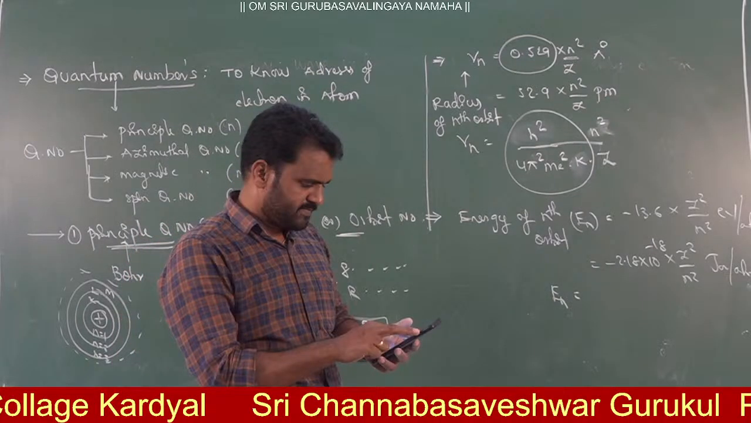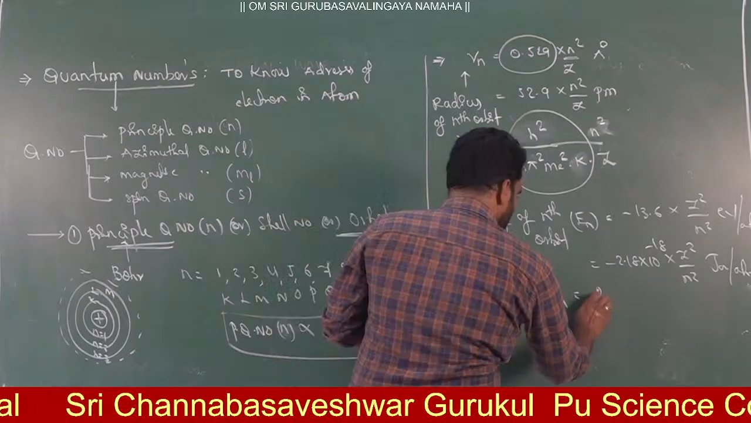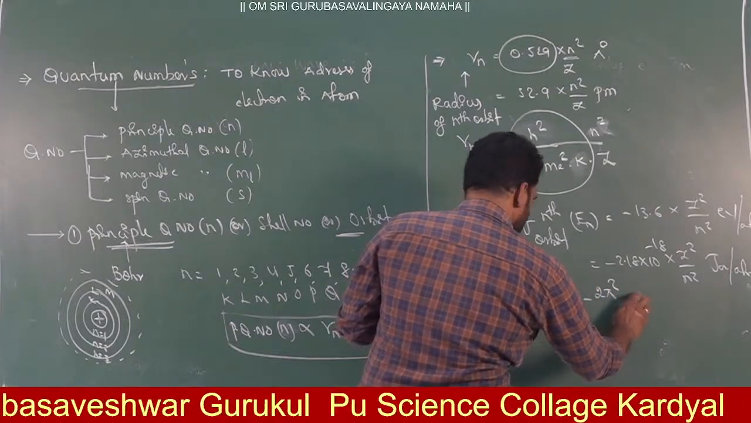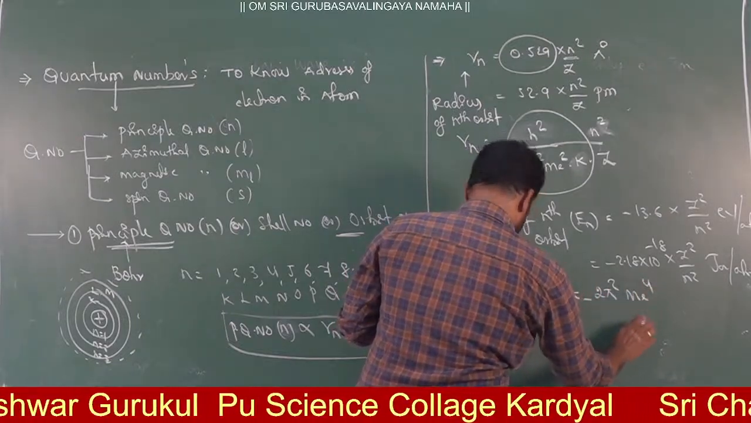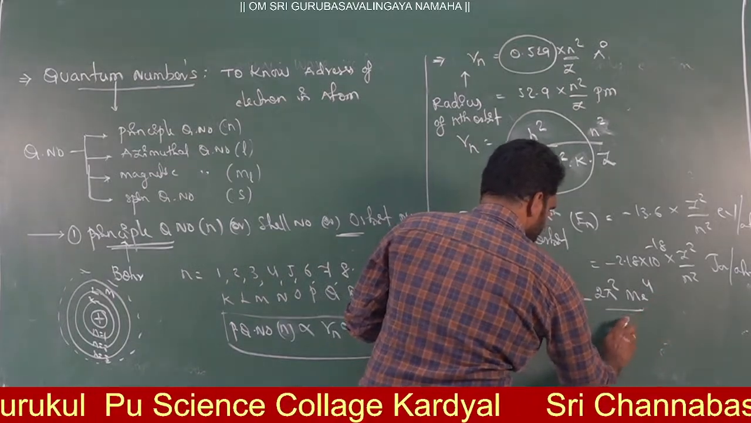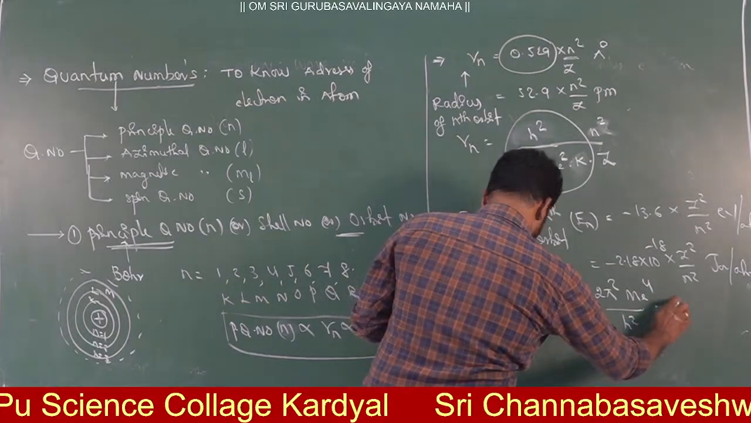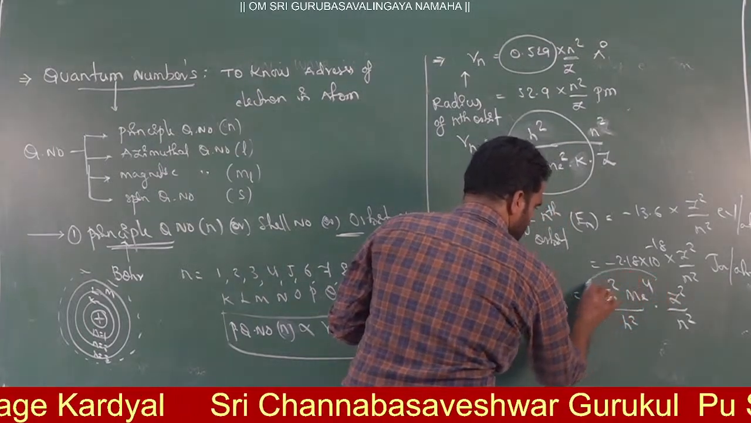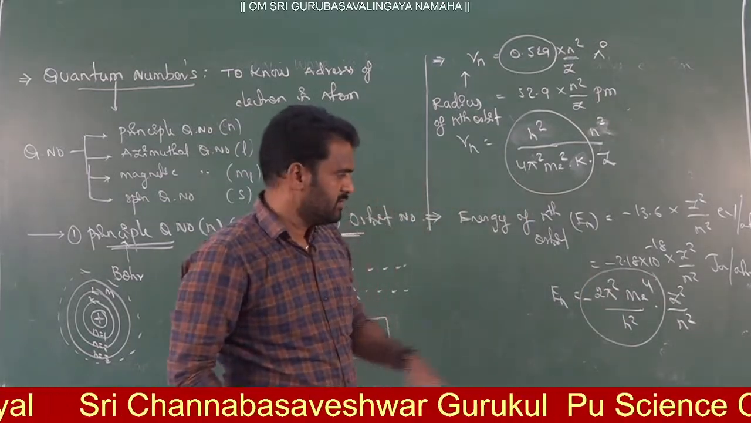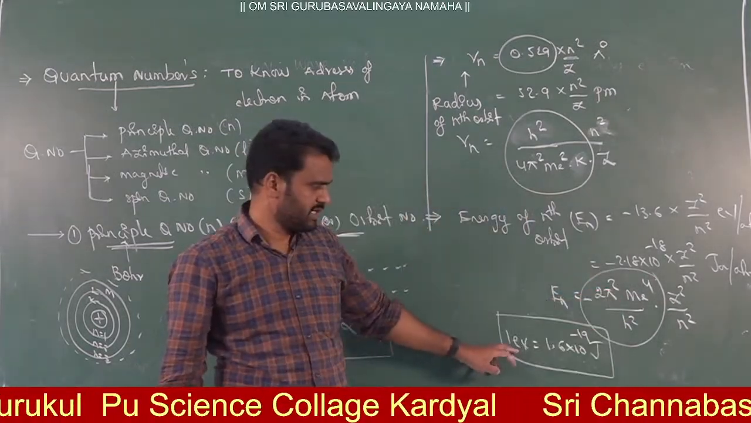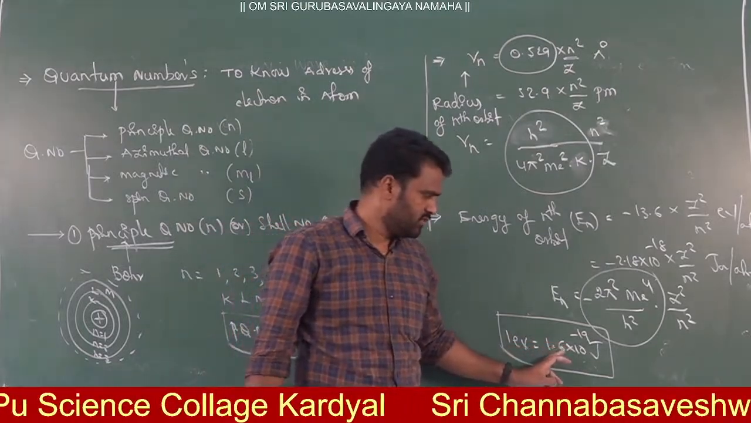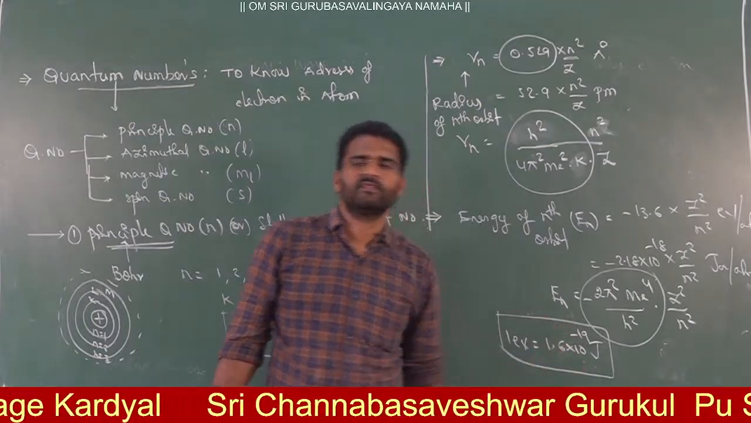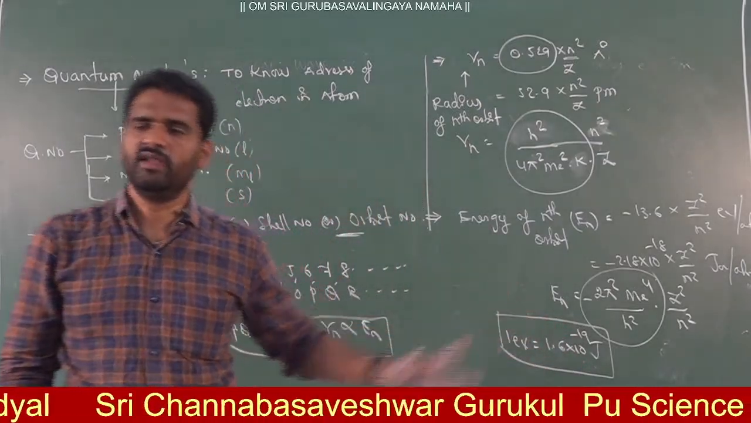Right, so energy for electron: 2π² minus 2π² m e⁴ by Z² into Z² by n². Now if I put this, what I'll get here? Here 2π, this is a constant. This is the conversion: 1 electron volt will be equal to 1.6 × 10⁻¹⁹ joules. This is the conversion of energy. Then you'll get that value only.